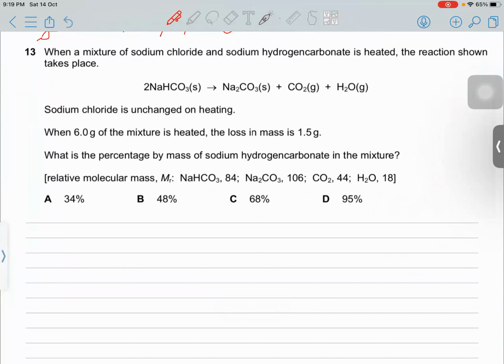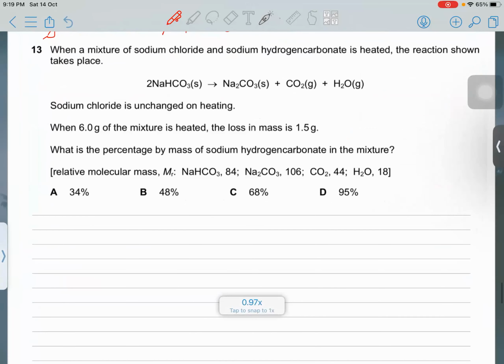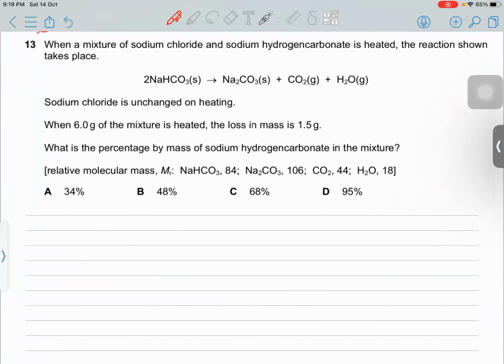Now, when a mixture of sodium chloride and sodium hydrogen carbonate is heated, the reaction should take place. This is sodium hydrogen carbonate. Sodium chloride is unchanged on heating, so sodium chloride is not written.